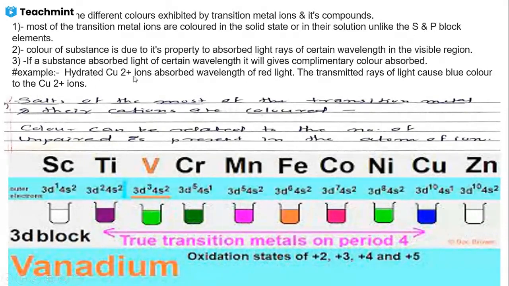Example given here: the hydrated Co2+ ion absorbs the wavelength of red light, and the transmitted rays of light cause the blue color of the Co2+ ions. Which color will Co2+ ions show? Blue. Which light from the visible spectrum does it absorb? Red light. Salts of most of the transition metals and their cations are colored. Color can be related to the number of unpaired electrons present in the atoms of the ion.